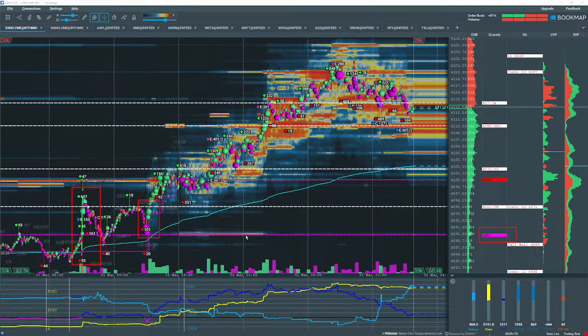And now the S&P 500 has sliced through a number of levels. So before I go into this chart any further, let's take a look at a larger time frame.